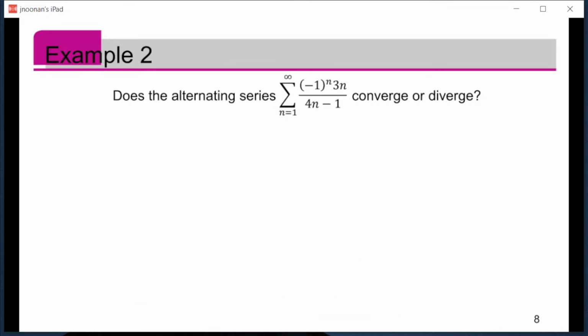All right, so try this one. Does this thing converge or diverge? Now let me help you out. Here are the things you're going to do. What is b sub n? Remember, b sub n is just whatever doesn't involve the negative. And then secondly, is b sub n plus 1 less than b sub n? And then finally, what is the limit as n approaches infinity of b sub n? So take a minute, see if you can work these out.